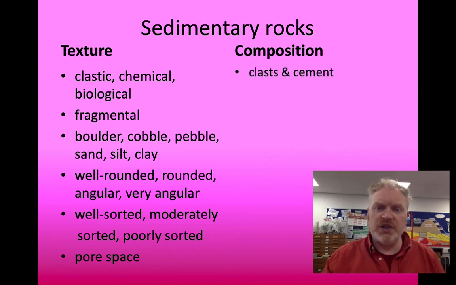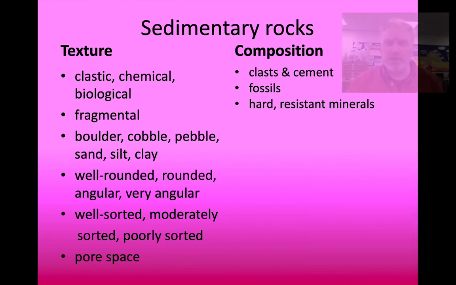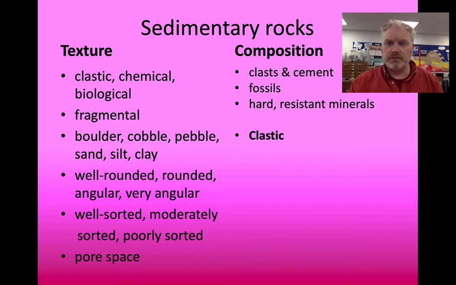So when we look at composition then, we need to look at the composition of the clasts, the fragments of rock, and also the mineral that sticks it all together, the cement. We can also look for any fossils that are in sedimentary rocks. Remember, fossils are only found in sediments. They're more likely to be made of hard, resistant minerals, like quartz, for example. Quartz is very common in the sedimentary rocks because it's hard and resistant.